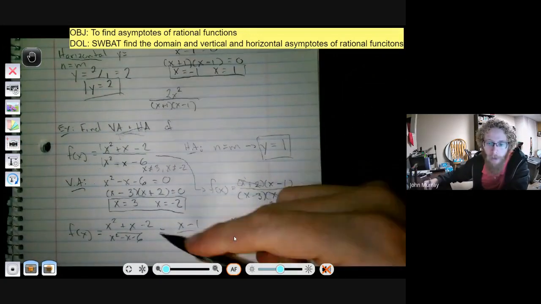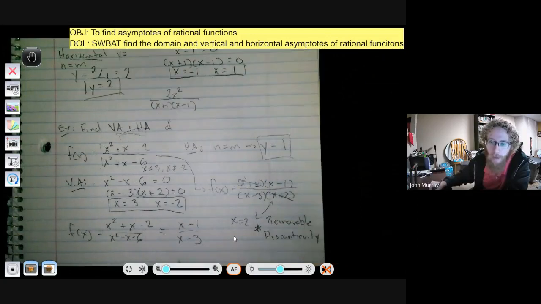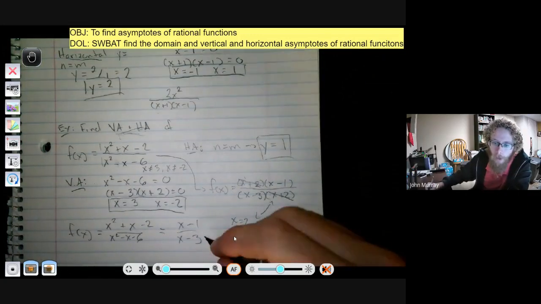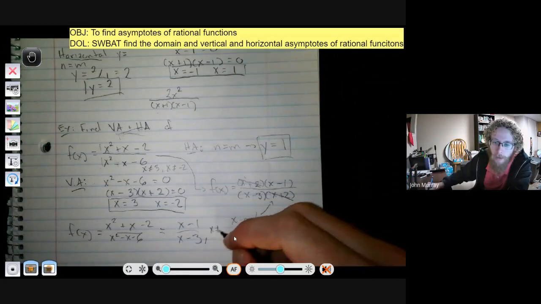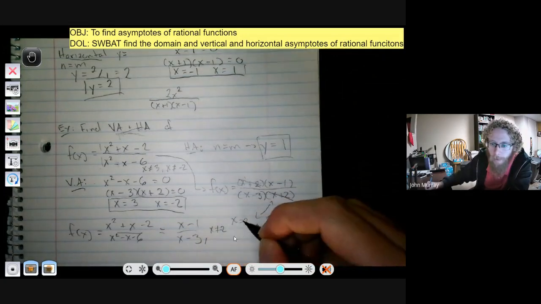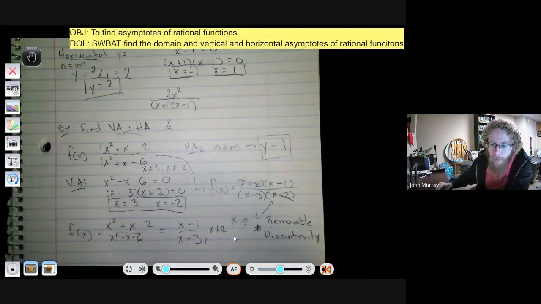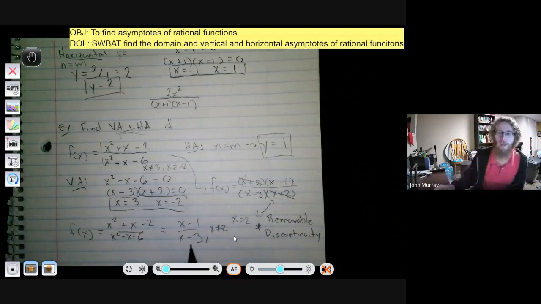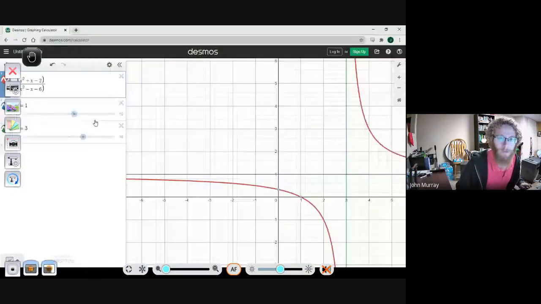Down here in this simplified version, I don't have the restriction that x can't equal -2. So here you would say x can't equal -2, because it's a removable discontinuity. Now let's graph this, x minus 1 over x minus 3.